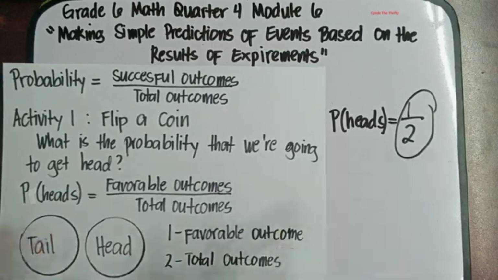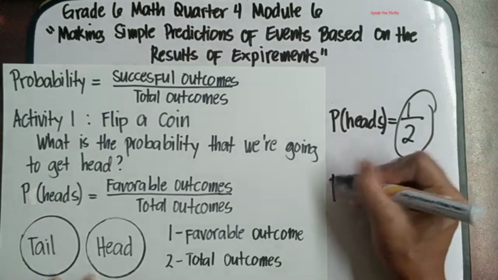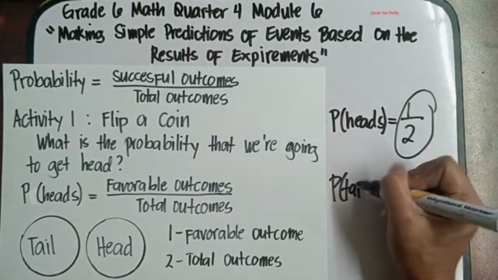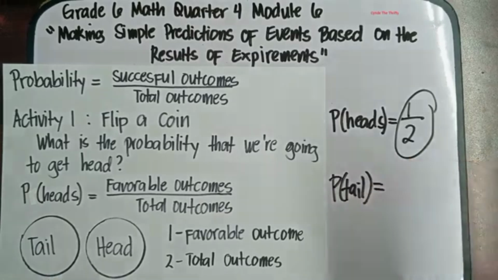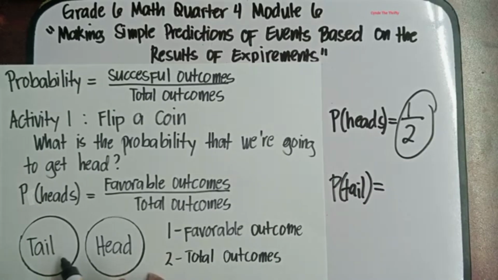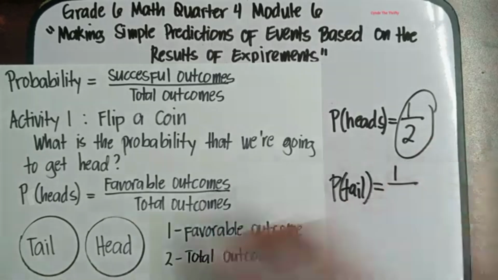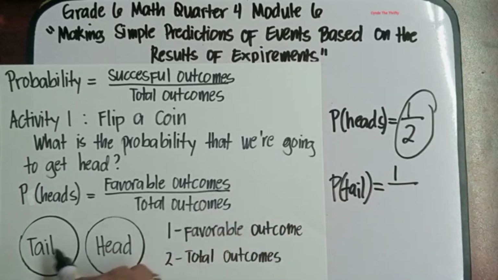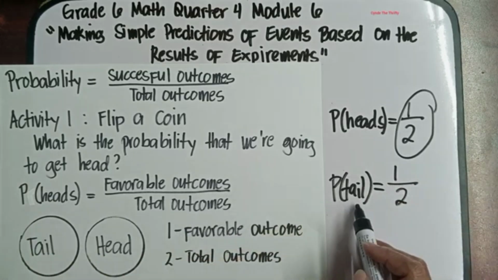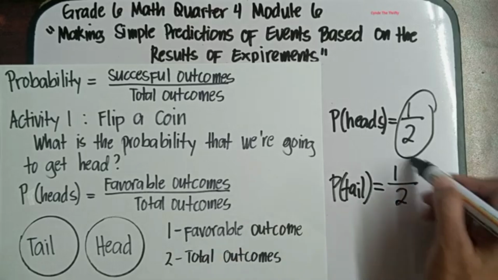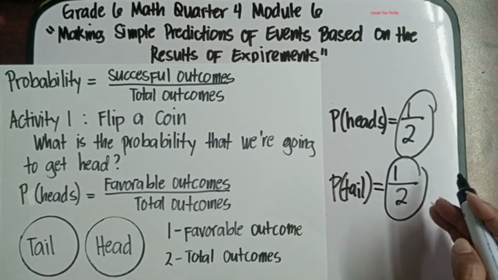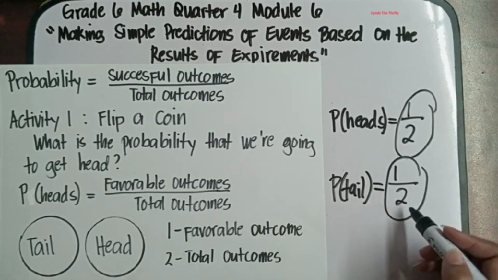So, ang gagawin natin is same lang sa ating formula. P, probability, tail, is equal to, ilan yung tail natin? Isa. So, isa yung favorable outcomes natin. So, 1 divided by the total outcomes. Ang total outcomes natin is 1, 2. So, 1 divided by 2. So, kapag tail naman yung hahanapin natin, ang sagot natin is still 1/2 or ang ating probability is 1/2.